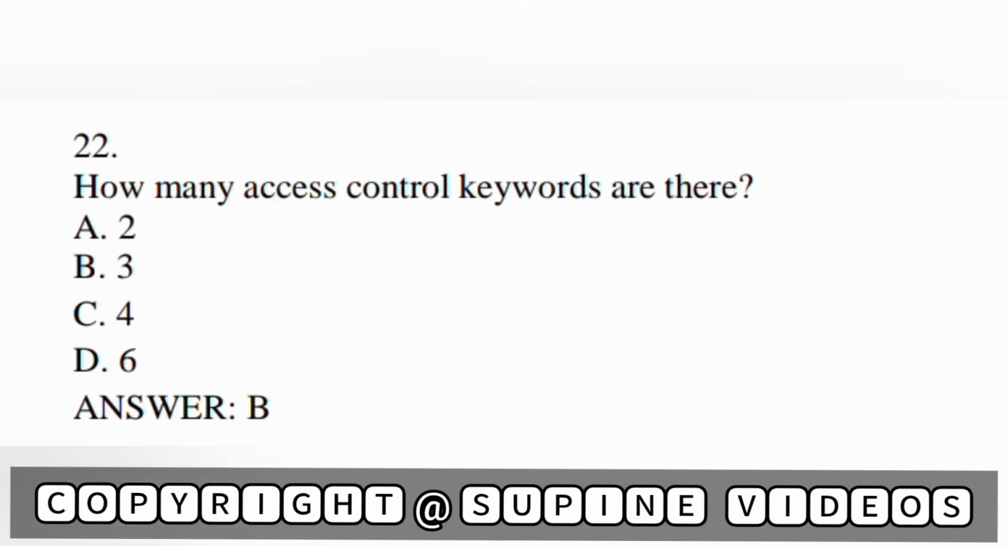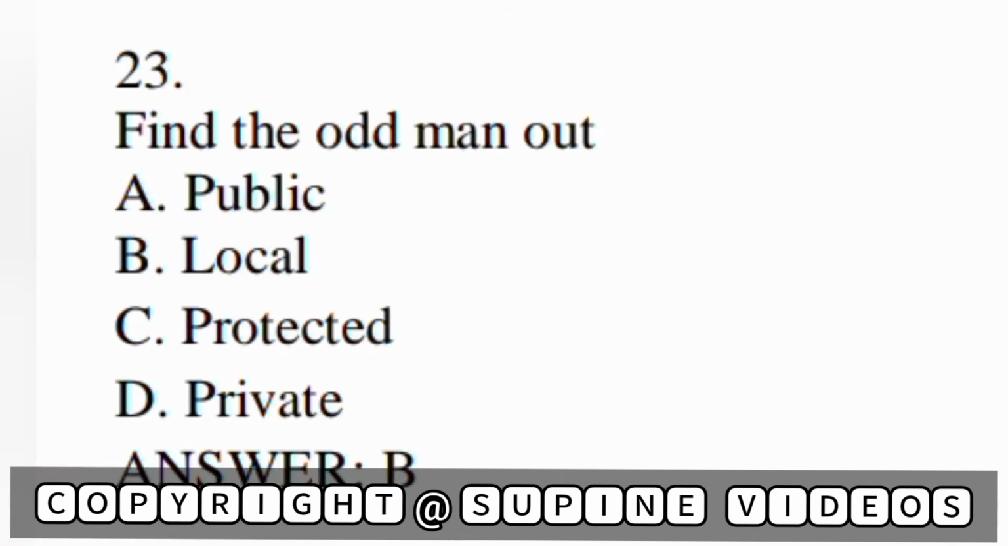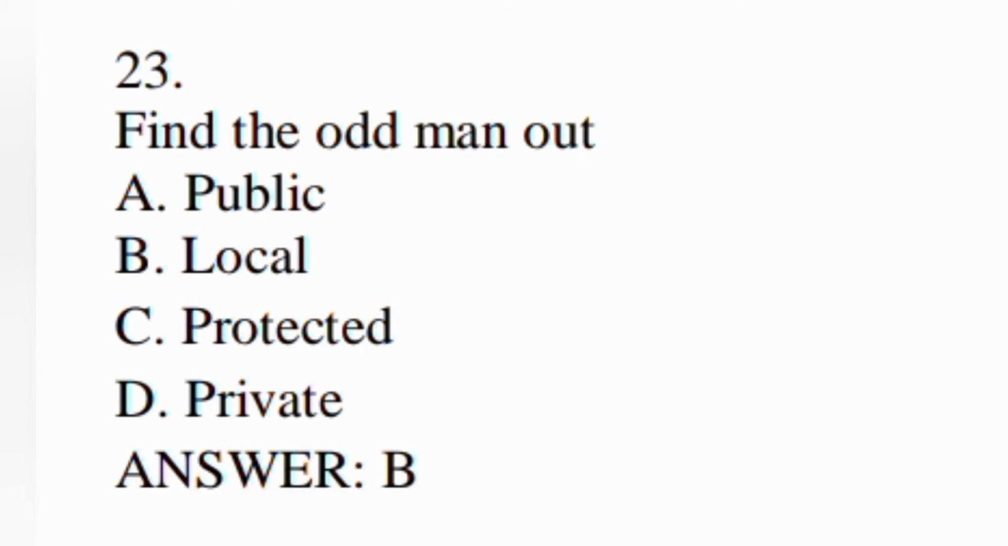Global. Question number 22. How many access control keywords are there? Your options are A 2, B 3, C 4, D 6. The answer is option B. 3. Question number 23. Find the odd man out. Your options are A. Public, B. Local, C. Protected, D. Private. The answer is option B.